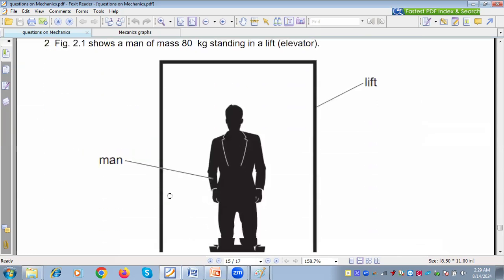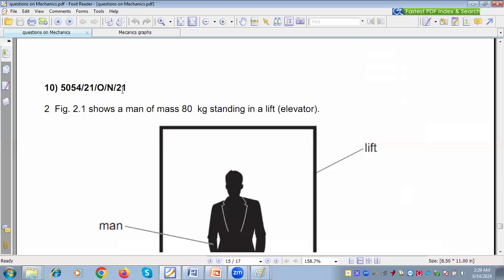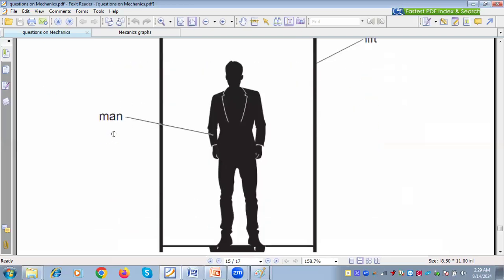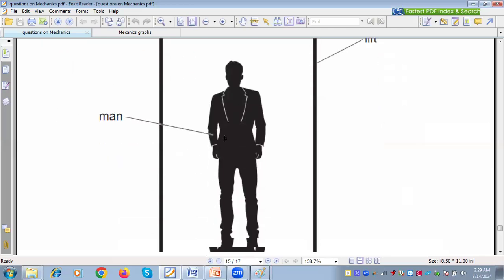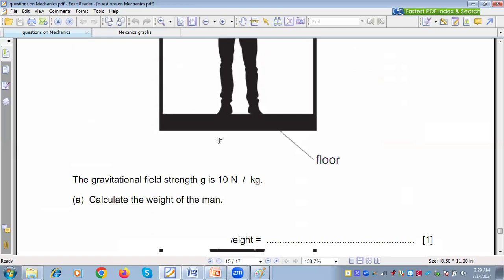Now, this is the last question, and this is 5054, variant 21, October, November 2021. So, here this is the person of mass 80 kilogram standing in a lift, that is elevator. The gravitational field strength is 10. So, this was of 2021, that is why the g is 10. And even in the paper in which you will be appearing, if it is mentioned to take 10 Newton per kg, you will have to take it. Okay. Calculate the weight of the man.